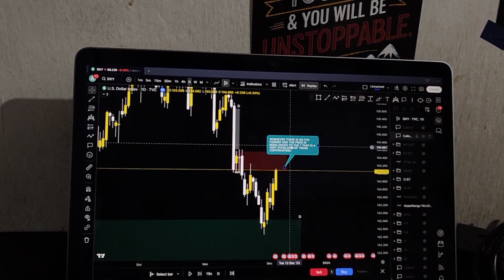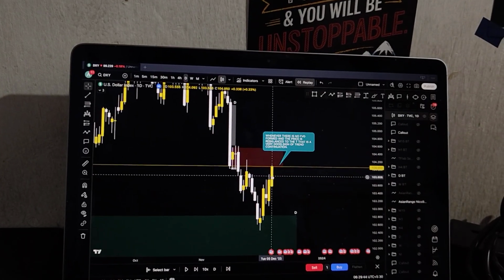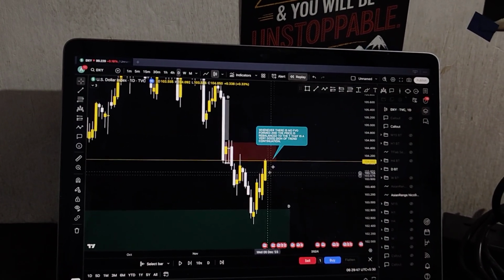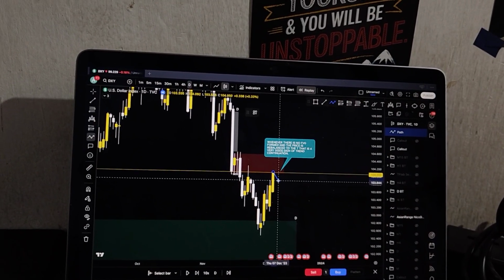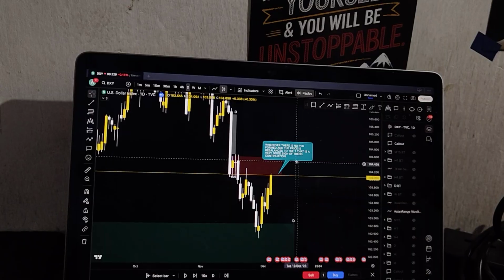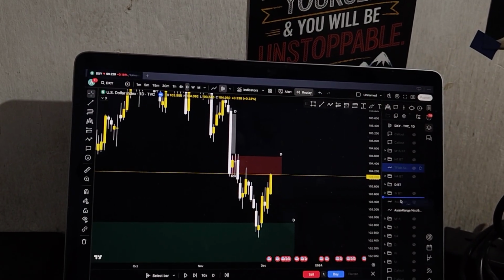Simple. And whenever there is no fair value gap formed and the price has rebalanced, like it is done here, if this is a rebalance with no fair value gap formed, this is a very strong sign of trend continuation that I also have noticed right around there.